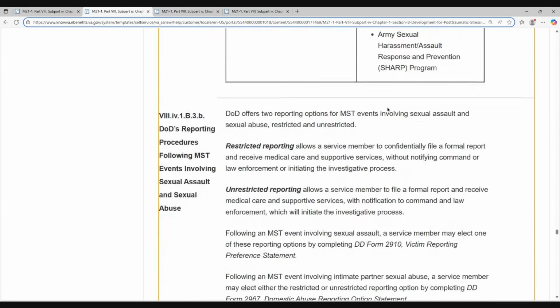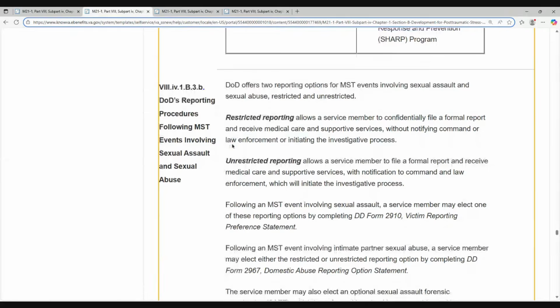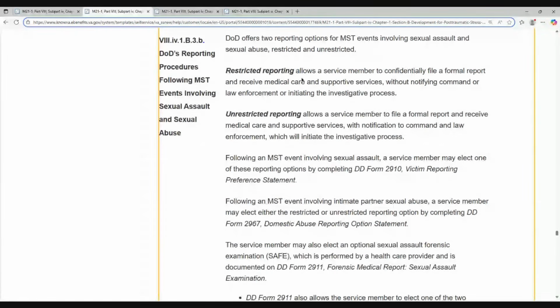You are also potentially looking for, in case of MST events, restricted reporting and unrestricted reporting. Restricted reporting, geez, my clicker thing, allows a service member to confidentially file a formal report. So this is a confidential report. This would be, I want to say, in your OMPF records. It's clearly restricted from your chain of command, so they wouldn't see it. It would have to be almost explicitly requested.